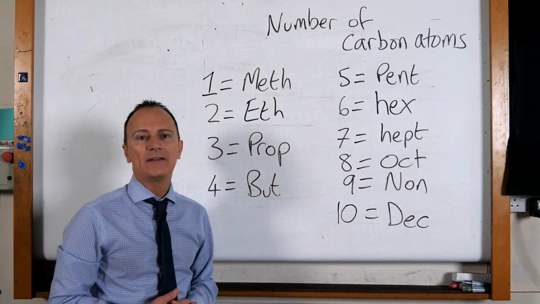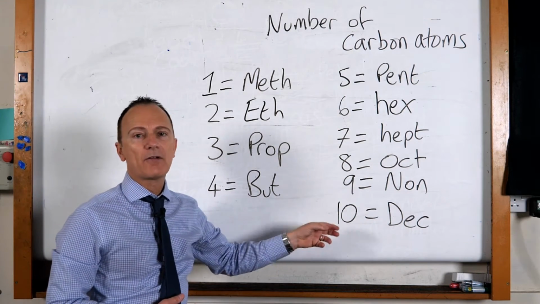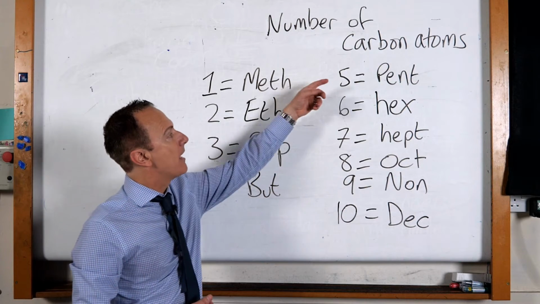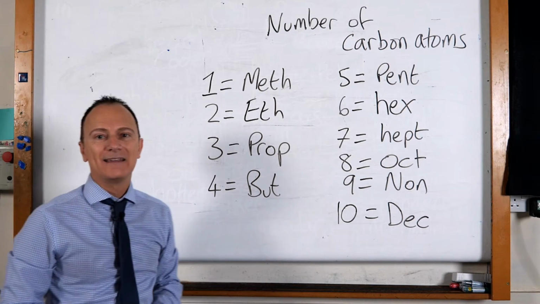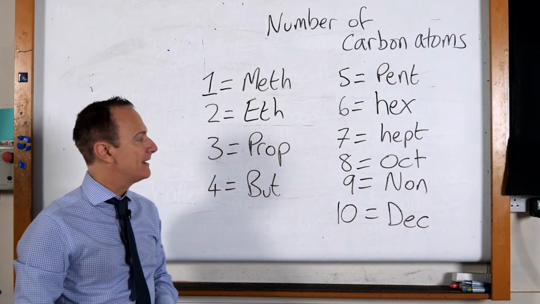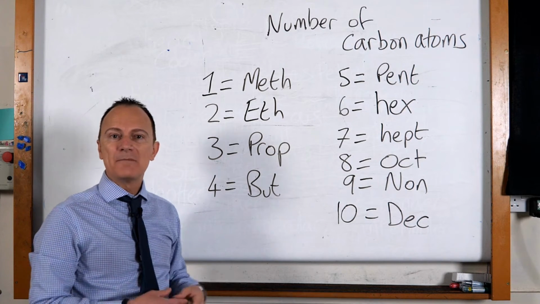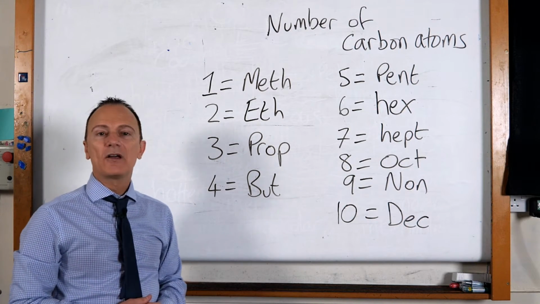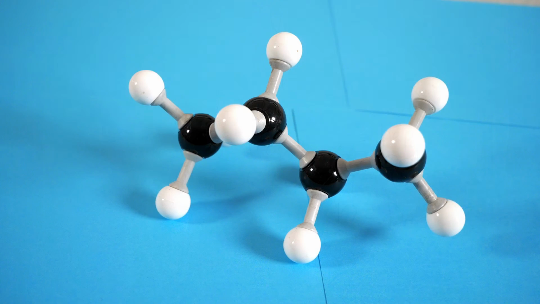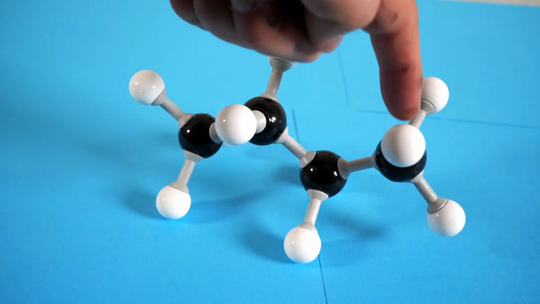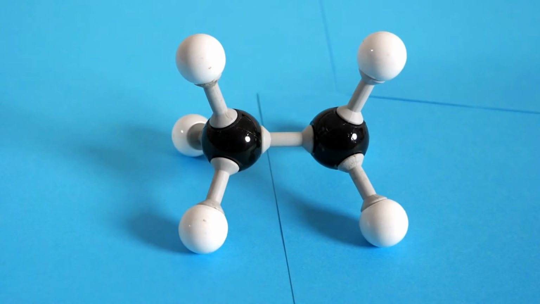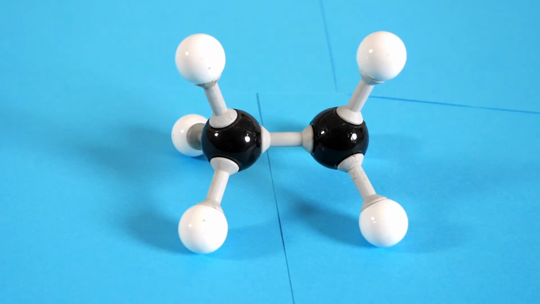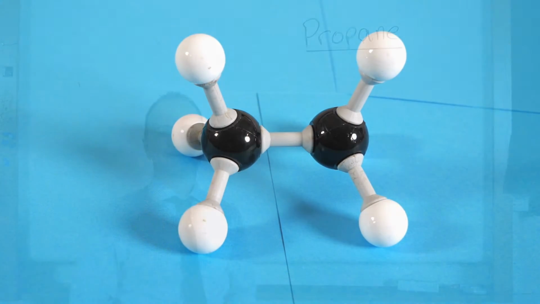And then it gets a little bit easier because some of these words you've come across in maths. For example, a pentagon has 5 sides, whereas an octagon has 8 sides. So if we had an alkane with 8 carbon atoms in the main backbone of the molecule, it would be called octane. So if we want to name this alkane molecule, it's got 1, 2, 3, 4 carbon atoms, so it would be called butane. This alkane has only 2 carbon atoms, so it would be called ethane.